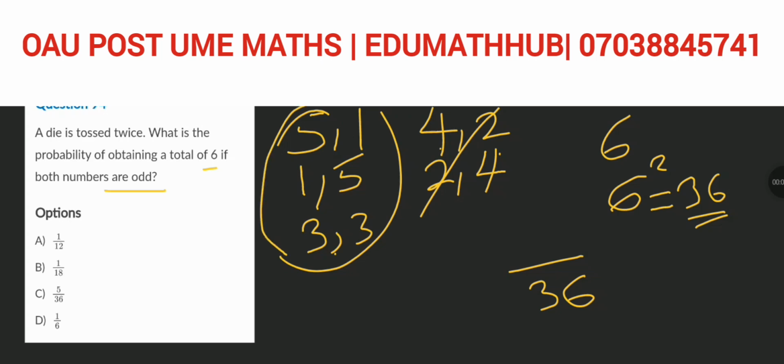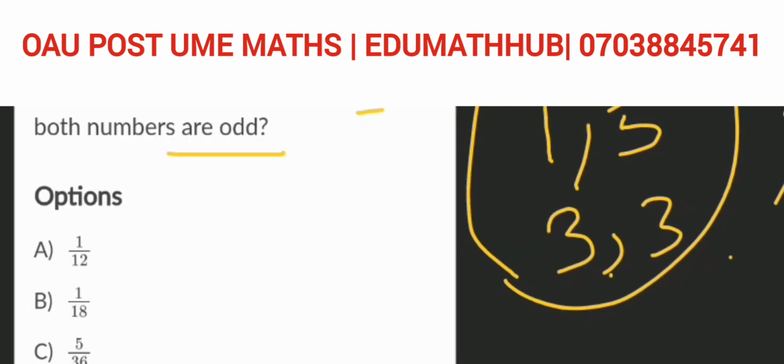So we have 3 options out of 36 options. So the probability will be equal to 3 divided by 36. If you divide that, you're going to get 1 over 12 as your answer. So the answer is option A.